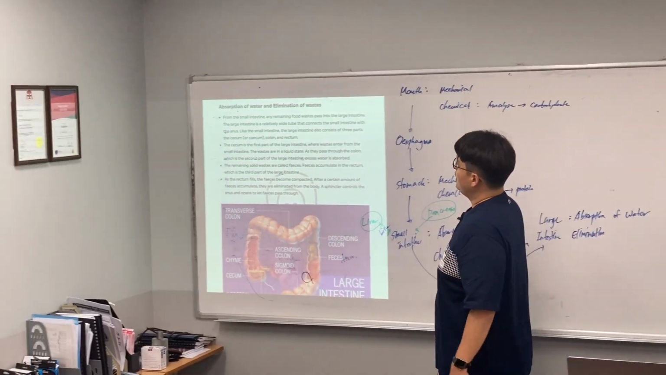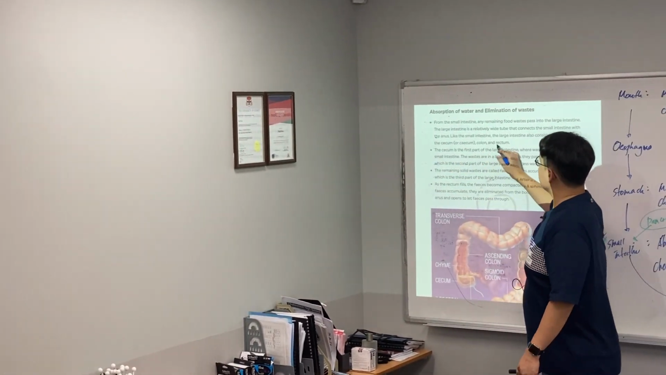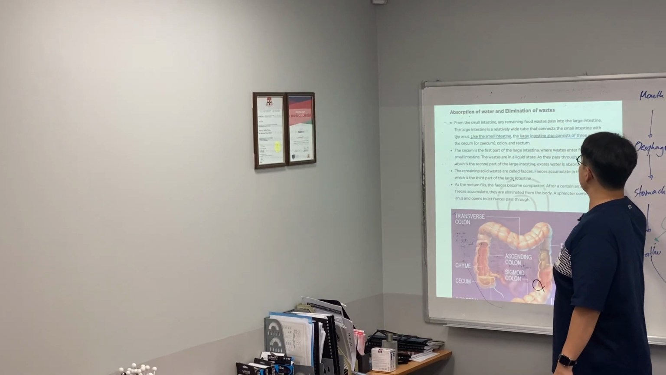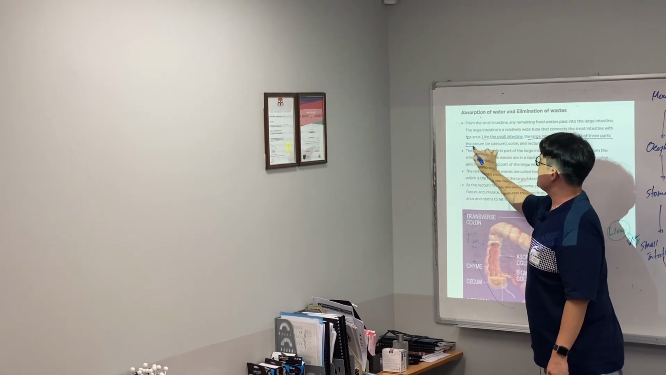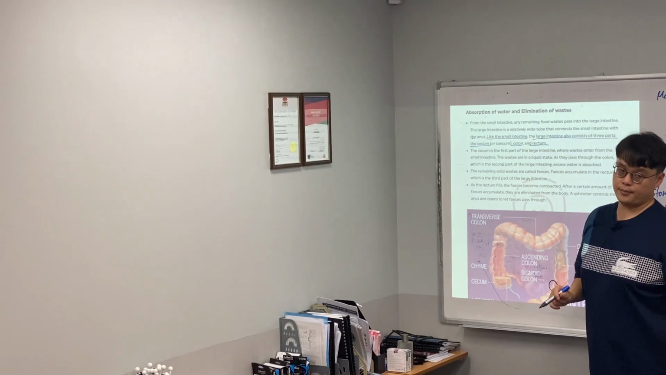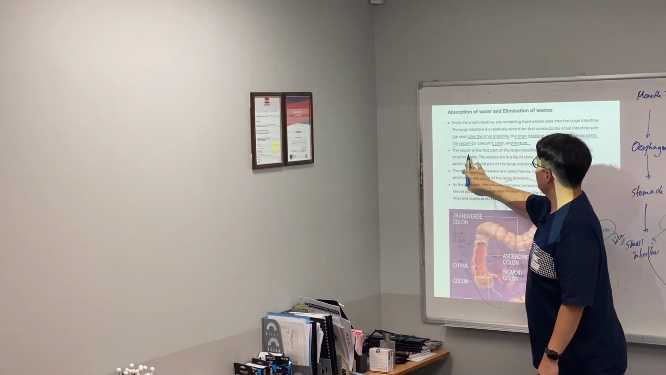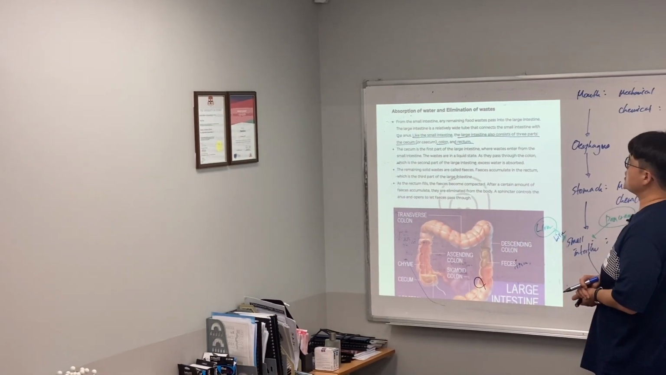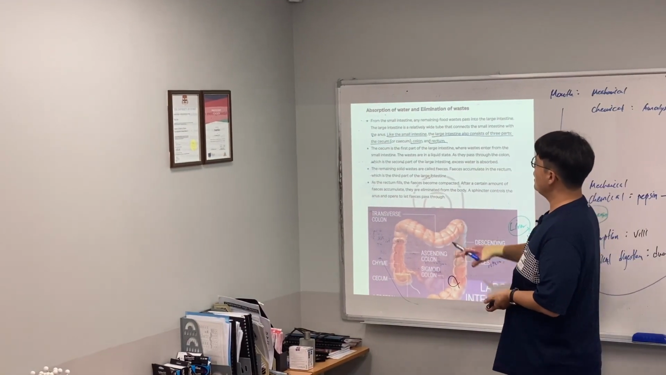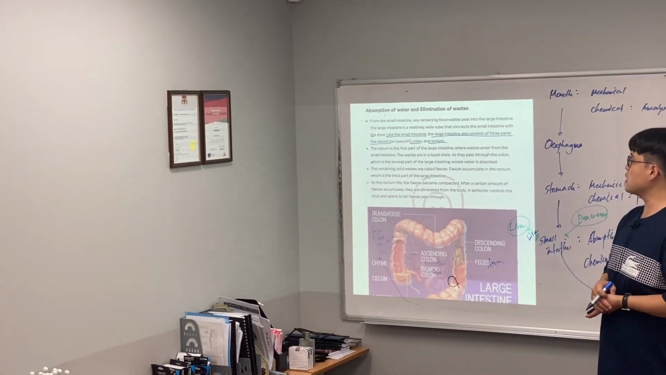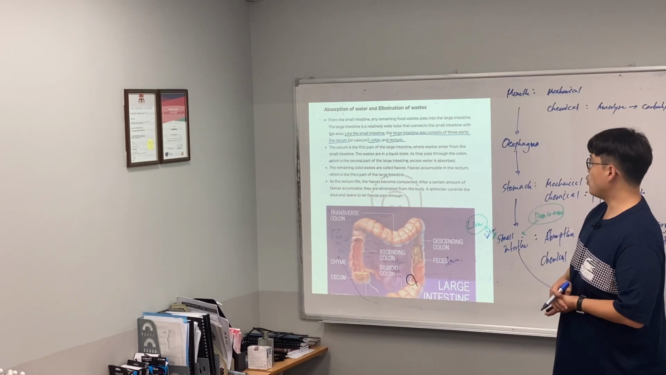The large intestine also consists of three parts: the cecum, colon, and rectum. The cecum is the first part of the large intestine, where waste enters from the small intestine. The waste is in a liquid state as it passes through the colon, which is the second part of the large intestine. Excess water is absorbed.